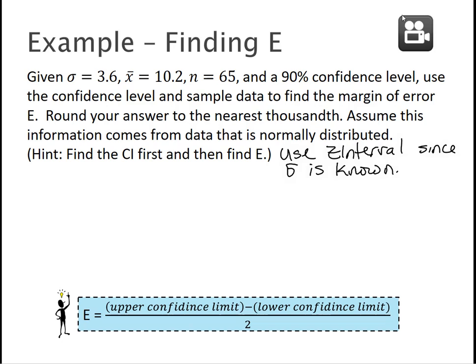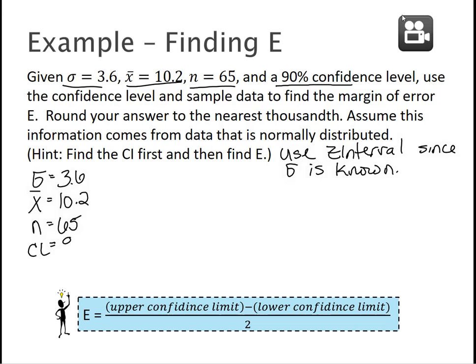Now let's pick out the information I have, because I'm going to need to put it into the calculator when I access z interval. The first is sigma, which is 3.6. Then I have a sample mean, or x bar, of 10.2. Then my sample size n is 65. And I have a 90% confidence level, so my confidence level is going to be 0.9, because I always convert that to a decimal. Now let's find z interval and plug in this information.